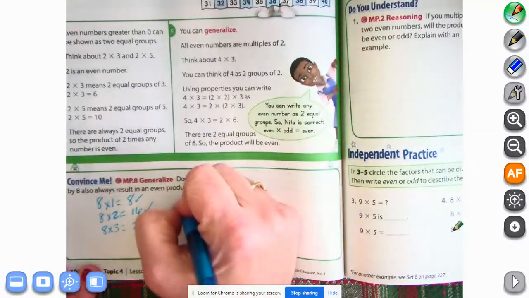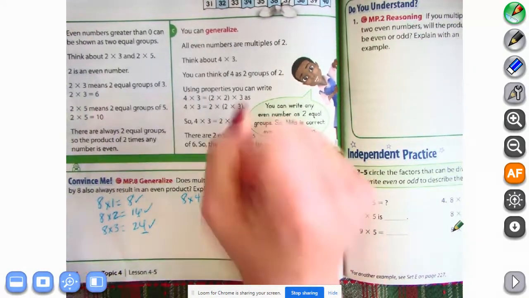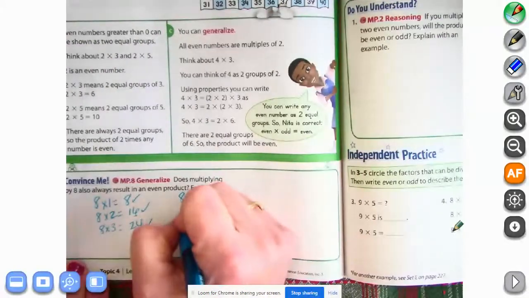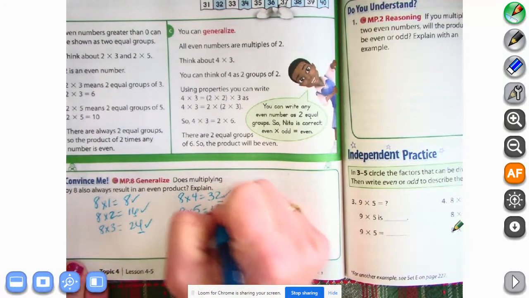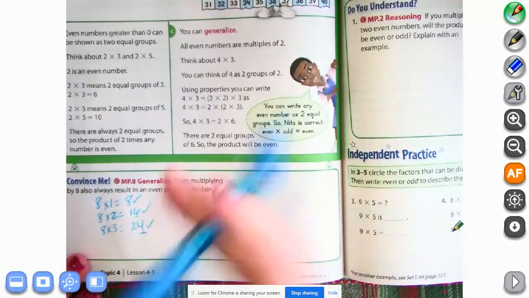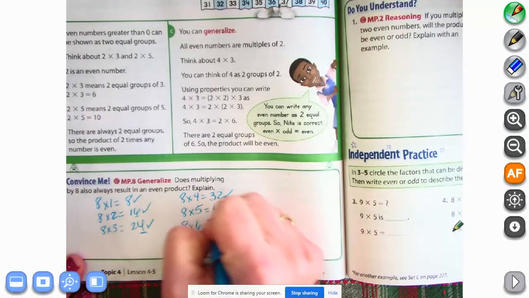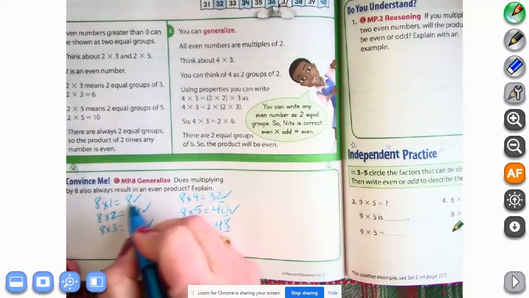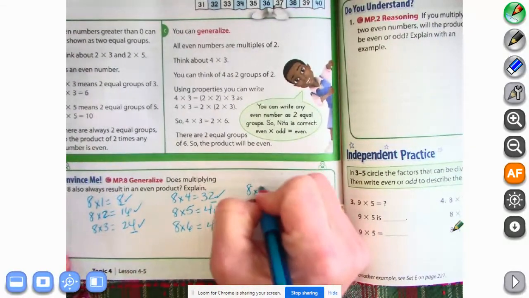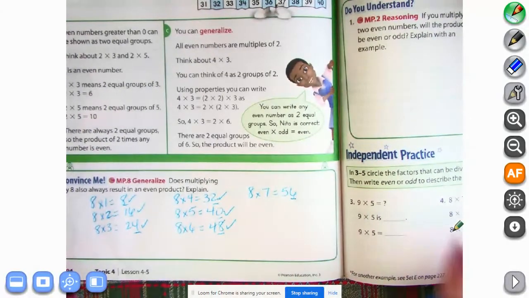All right, let's do 8 times 4. It equals 32. We look at the 2. 1, 2. That one's even. 8 times 5 equals 40. 0 and 0 is even. So that one works. 8 times 6 equals 48. The 8, we already determined 8 was even. 8 times 7 equals 56. We've already determined that 6 is even.